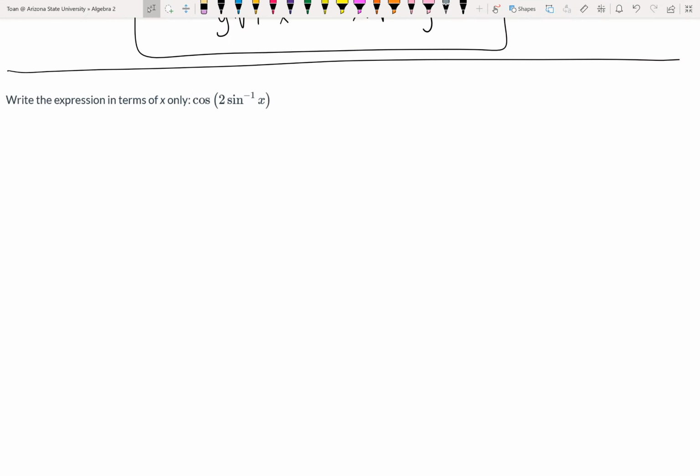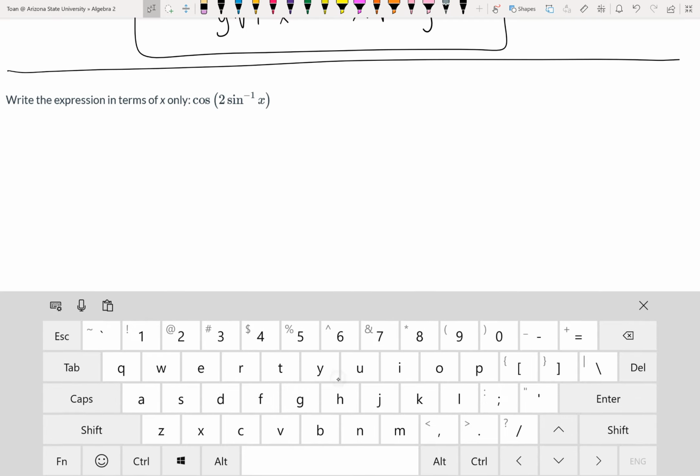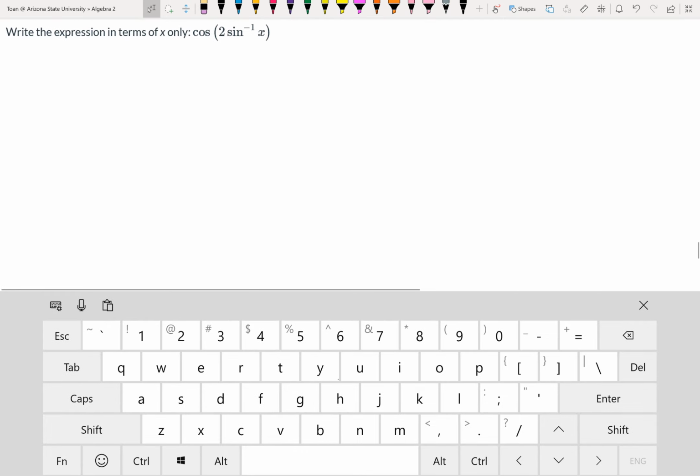So this question asked you to rewrite the given expression in terms of x only, cosine of 2 times sine inverse of x. So the idea is that anytime you have an inverse trig function, it just stands for an angle. I don't know exactly what this angle is because they didn't use numbers, they just used the letter x. So I'll call it theta.